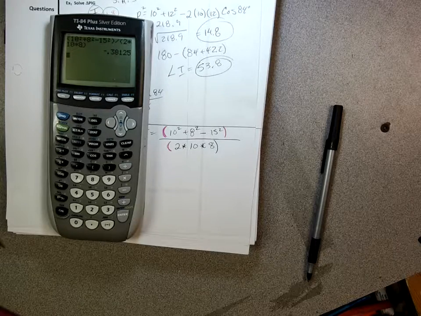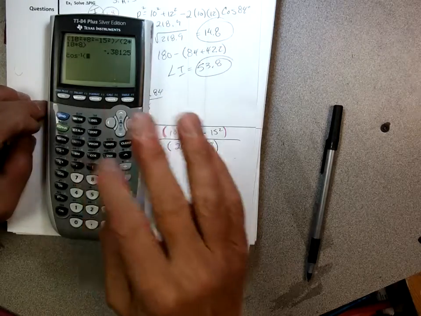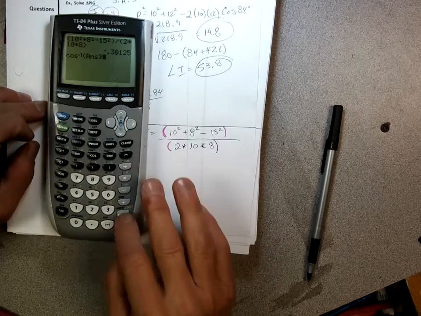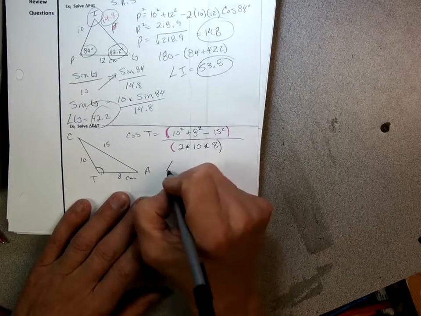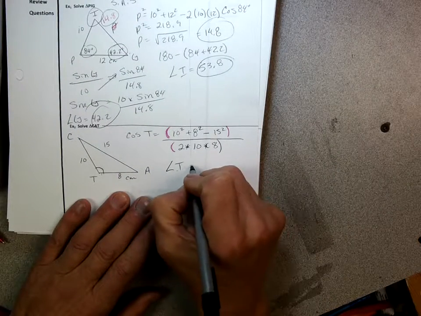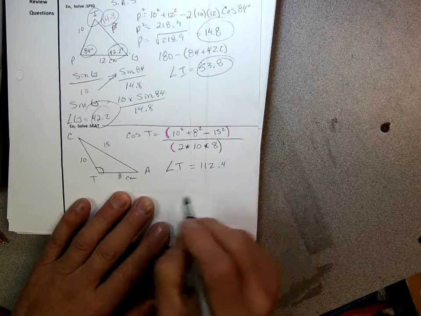So we go cosine inverse. So we go cos inverse of that answer, and I get an answer of about 112.4 degrees. So angle T is about 112.4 degrees, okay?